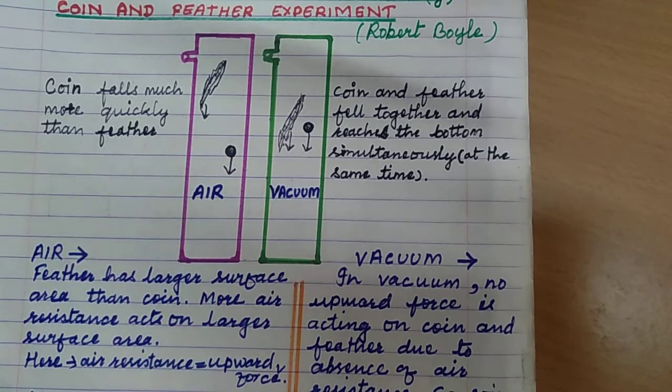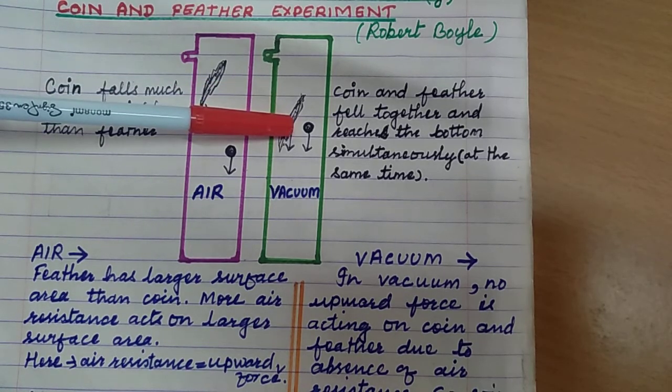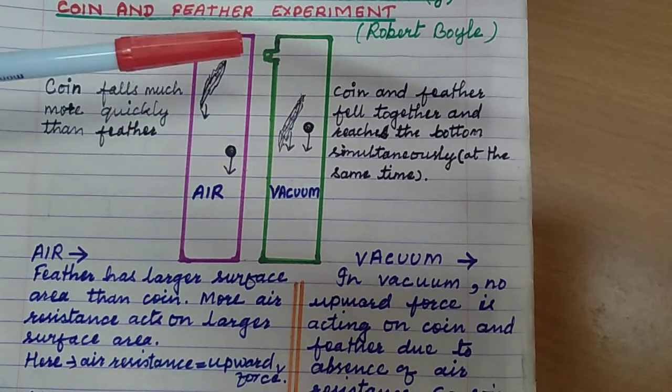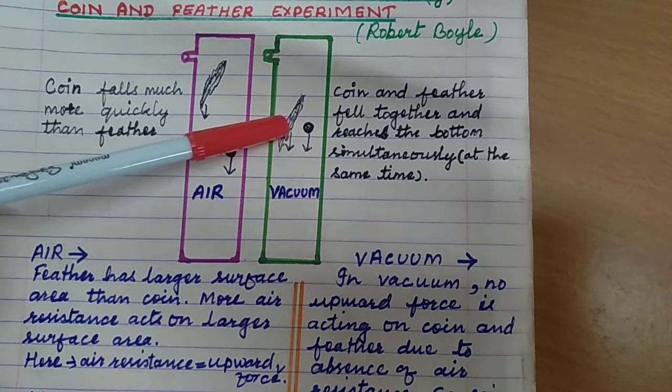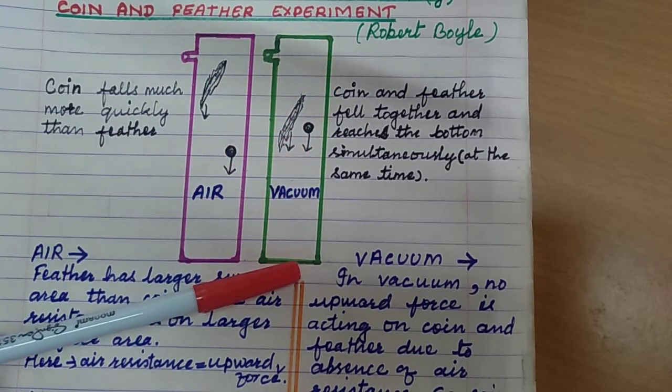Now in the other case, the coin and feather fell together because there was no air resistance, no upward force to balance the weight of the feather. There was not any kind of resistance, not even air. That is why both of these objects fell at the same time.